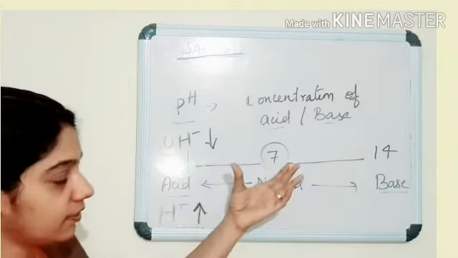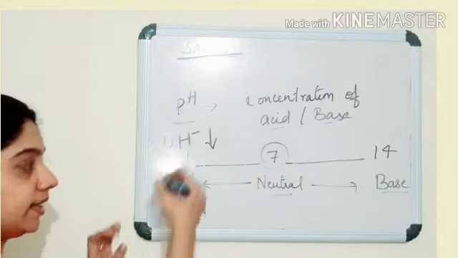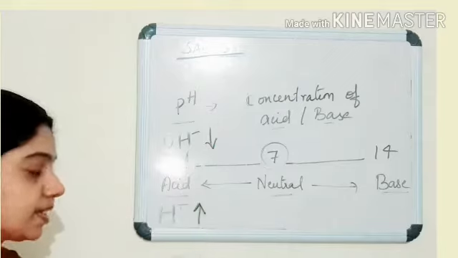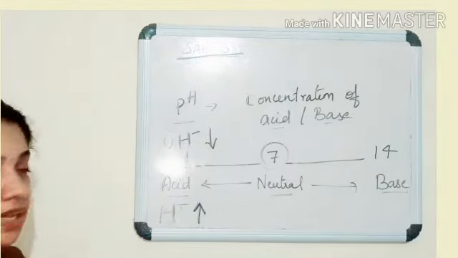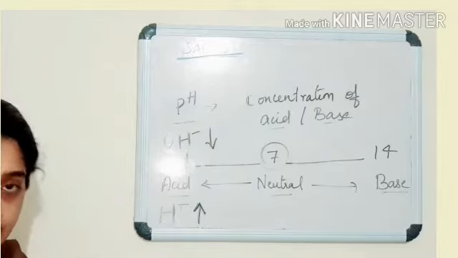So we can say that when the value is coming closer to 1, that indicates that the amount of H plus ions in that solution is getting increased, whereas the amount of OH minus ions in that solution is getting decreased.